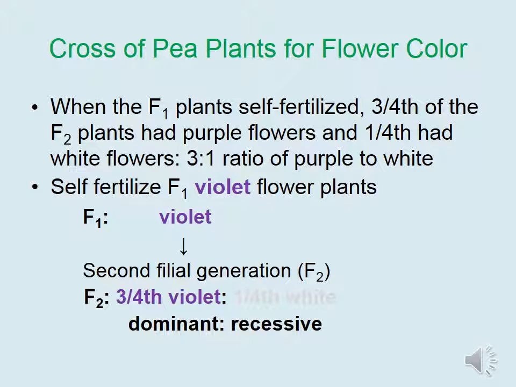When the F1 plants self-fertilized, 3/4 of the next generation of F2 plants had purple flowers and 1/4 had white flowers. This equates to a 3-to-1 ratio of purple to white flowers. If we take a look at the self-fertilization, we see that the F1 plants with violet flowers were able to generate offspring that had 3/4 violet flowers and 1/4 white flowers. So what we see is in the second filial generation, the white flower color reappears. The violet flower color is the dominant trait, while the white flower color is the recessive trait. We'll talk more about this coming up.